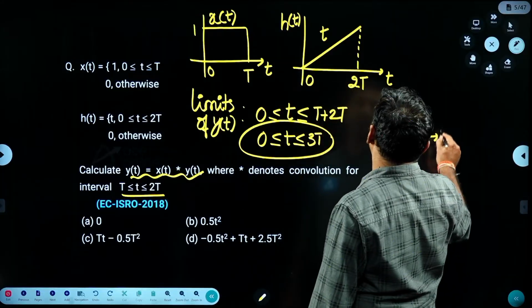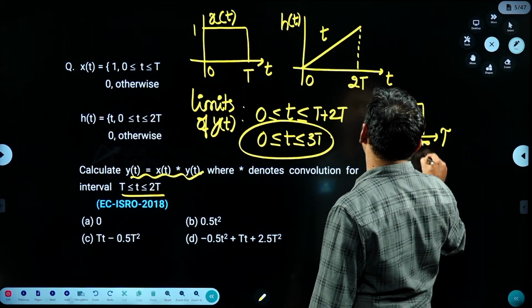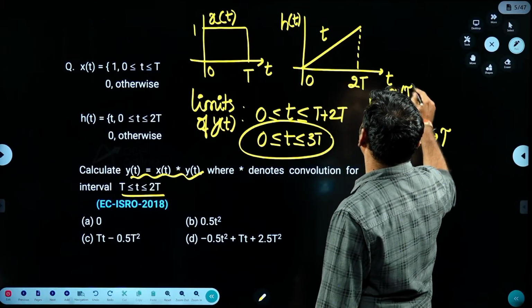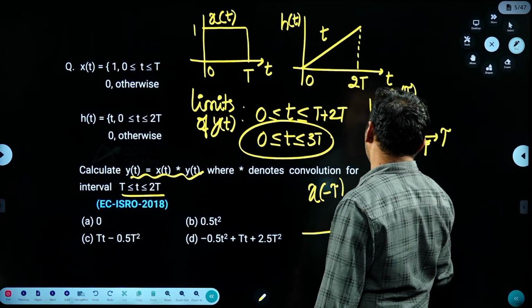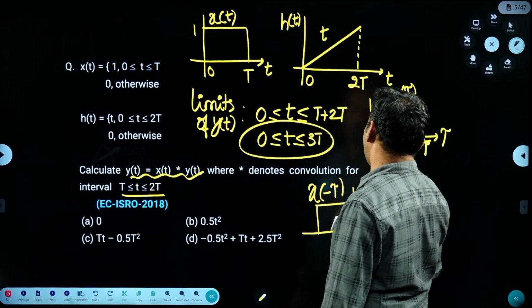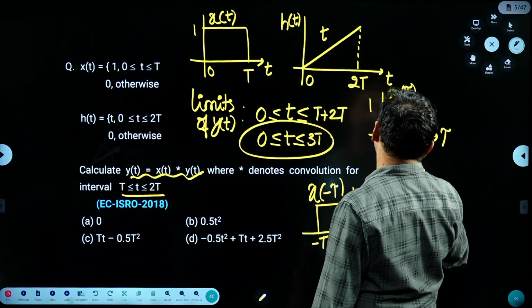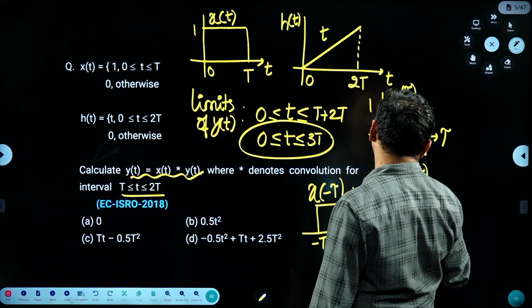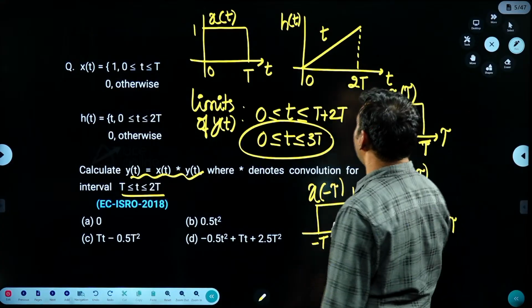First we have to change the axis, x of tau with respect to tau. I want to take the folded version of that one, which is minus T to 0. What is x of t minus tau? From the folded signal, to get the shifted signal, we have to add the variable t.